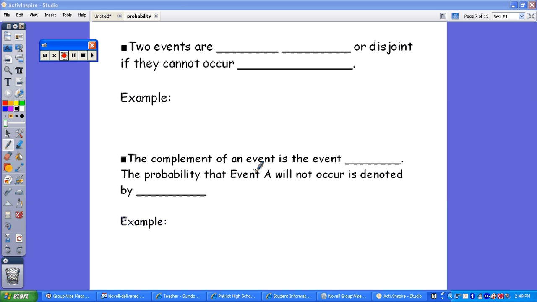All right, welcome everyone. We are continuing on with Probability Notes Part 2. And so let's go ahead and get started. So you're on the bottom of page 2B is where we are picking up.